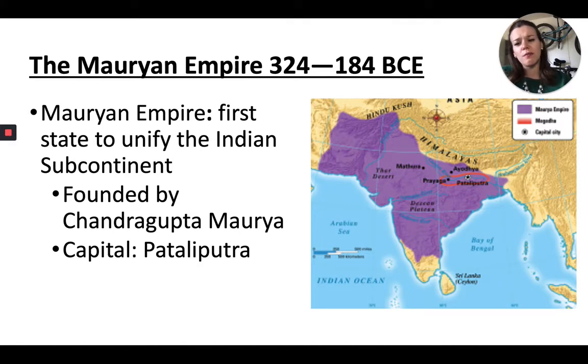It was founded by Chandragupta Maurya in 324 BCE, and he was greatly influenced and inspired by Alexander the Great. So the capital is going to be here, Pataliputra, in the Ganges River Valley. So here's the Ganges River. So we're still seeing that these rivers are acting as geographic markers of land that's fertile, places that can support a large population. So there's going to be about 300,000 people living in this city.